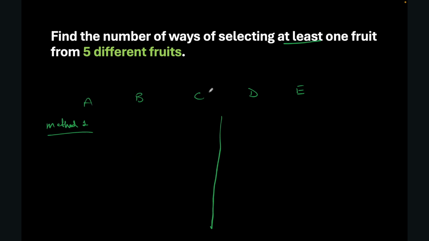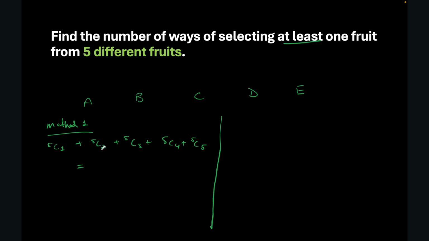So there are five fruits. We have to select at least one of them. Either we can have one fruit, two fruits, three fruits, four fruits, or five fruits, but we can't have zero fruits, right? So we can have 5C1, 5C2, 5C3, 5C4, 5C5. We can't have 5C0 because 5C0 means you have five options and you're choosing none of them, which isn't possible. So the sum of this is your answer.